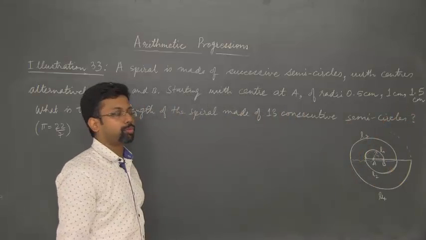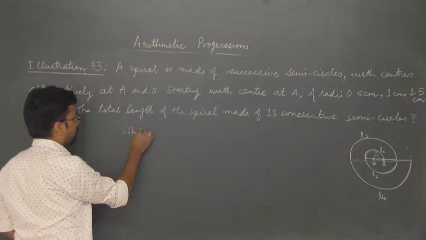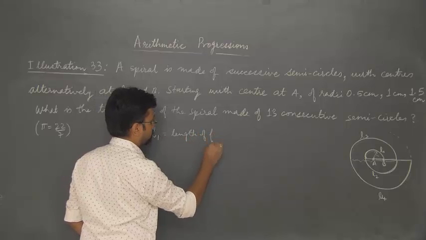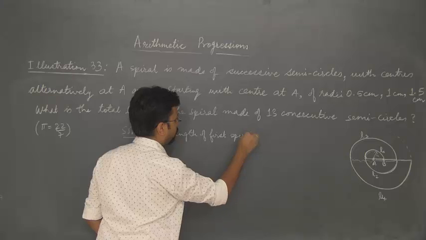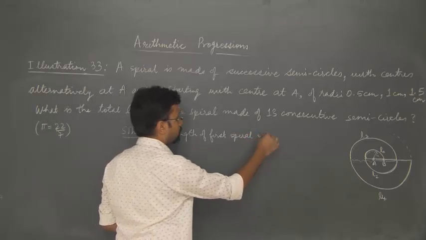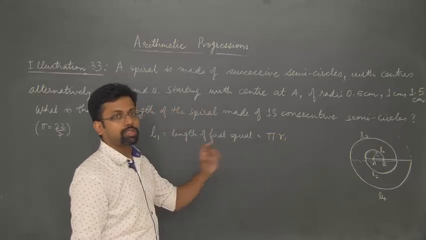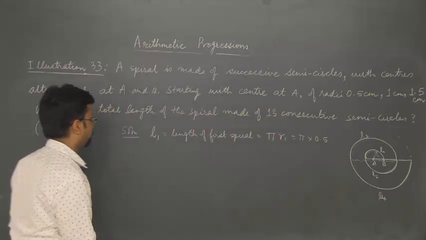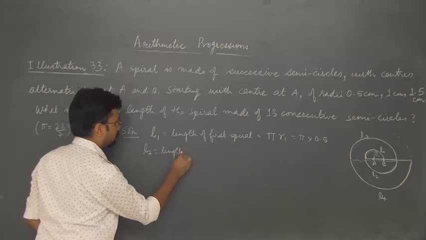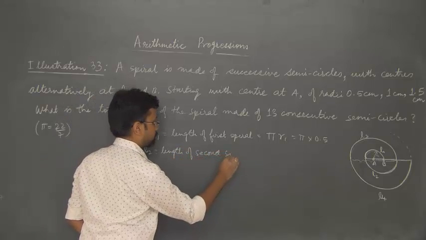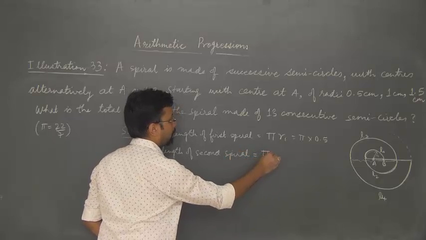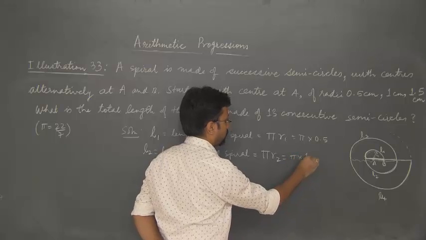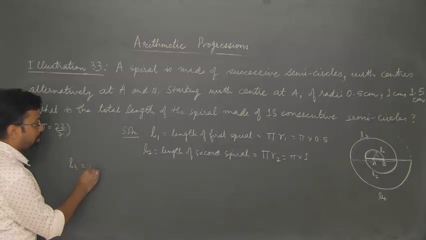So let's see what the spiral length would be. Let L1 be the length of the first spiral. And what will it be equal to? It's a semicircle, so the length of a semicircle is pi into R1. And what is R1? R1 is 0.5 because the radius of the first semicircle is 0.5. L2 is equal to the length of the second spiral. What would be the length of the second spiral? It will again be pi into R2. And what is R2? It's 1. Pi into 1. Similarly, you can obtain L3 as pi into 1.5.